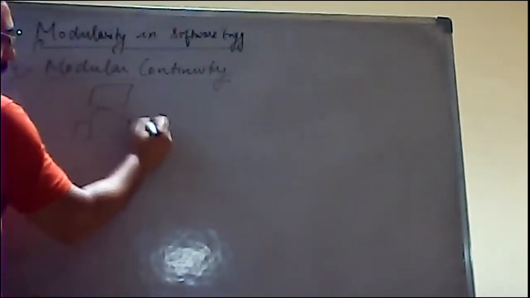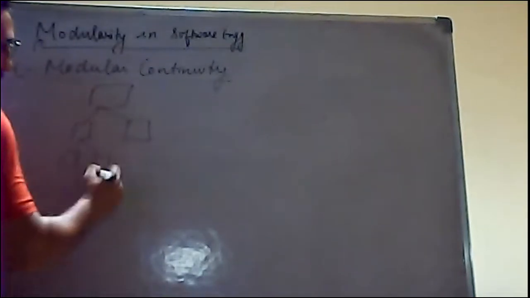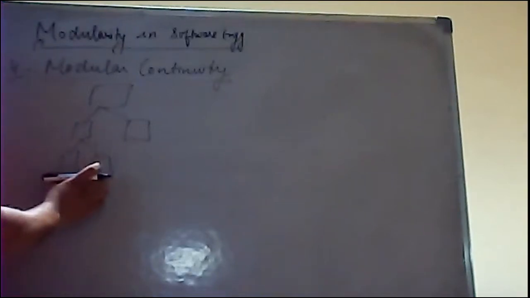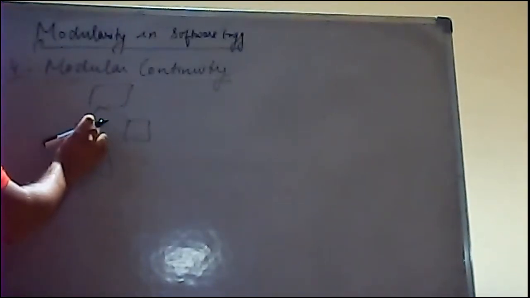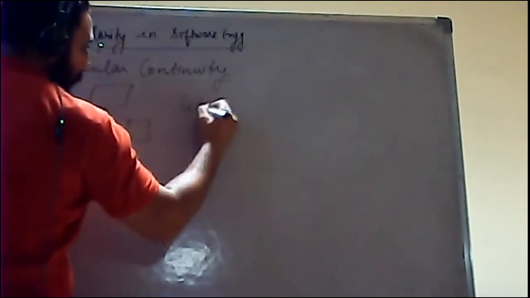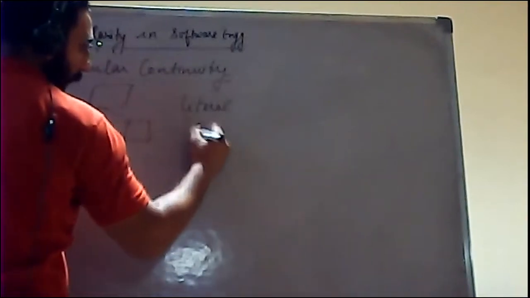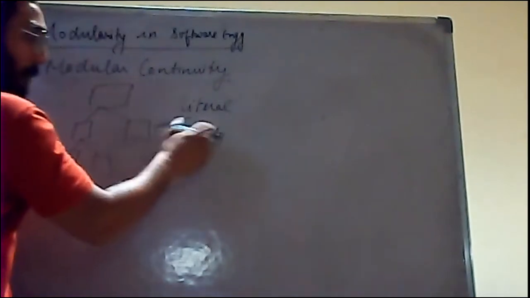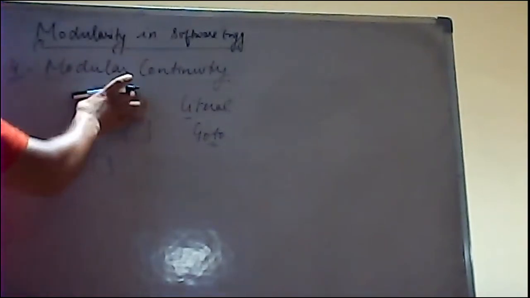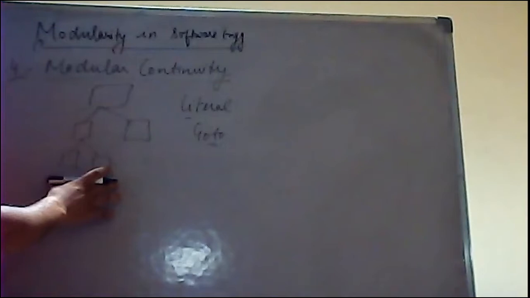You will decompose your module in a sequence manner, so that while composing them, a proper sequence of statements is used. There should not be used any type of literal, or any type of go-to statement. There should not be any type of go-to statement or any type of constraints. That is, your modules should be in a continuous manner. You will divide your process modules in a continuous manner.